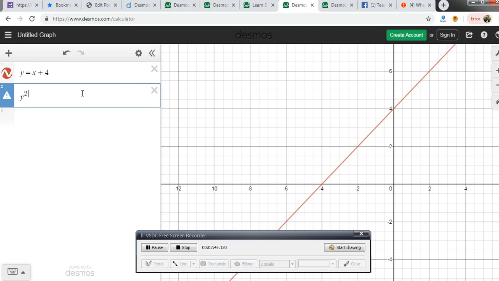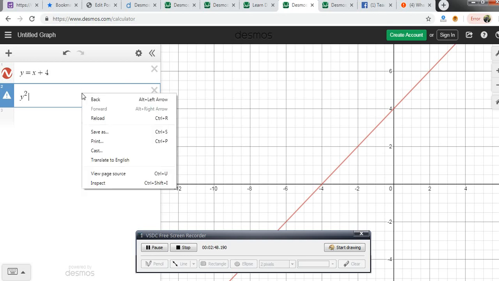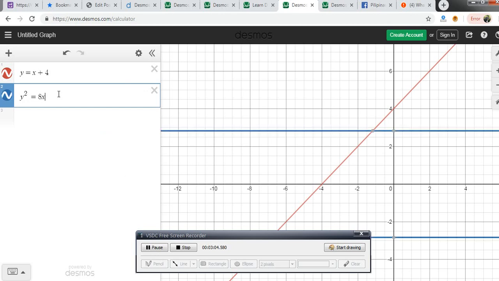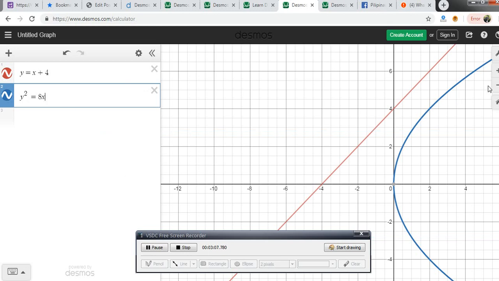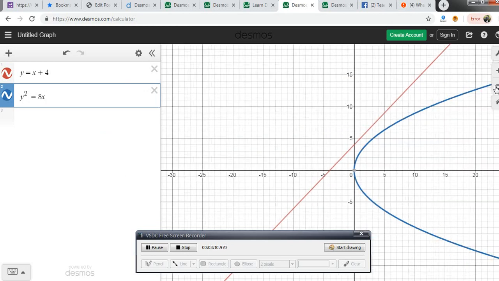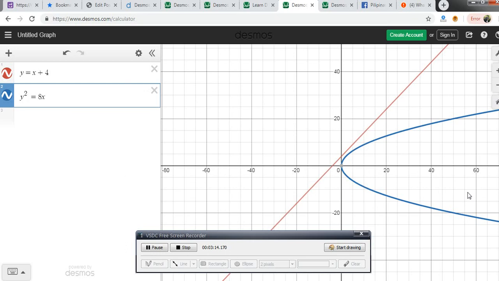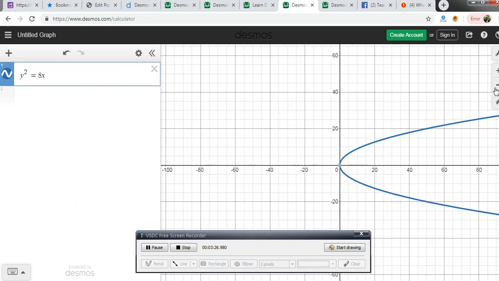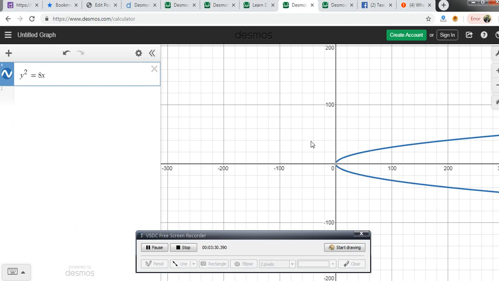Now either you use the traditional method or your slope intercept form, you will get the same graph. You can see here, when you take x equals 0, y equals 4. When you take y equals 0, x equals minus 4, and you got a straight line.